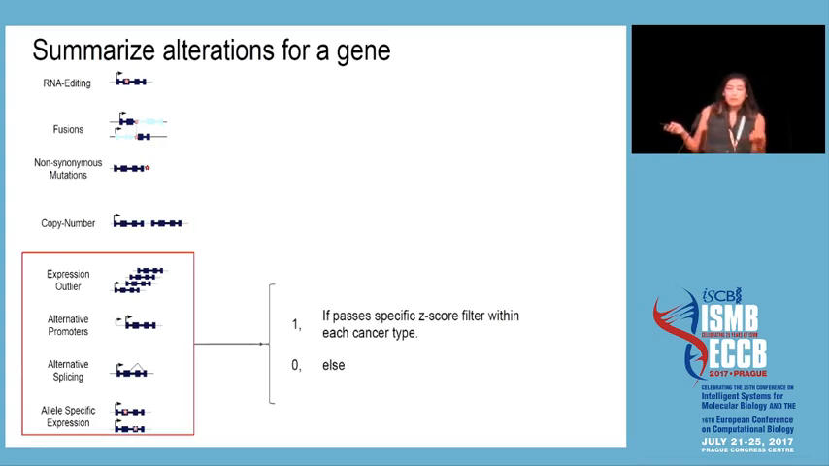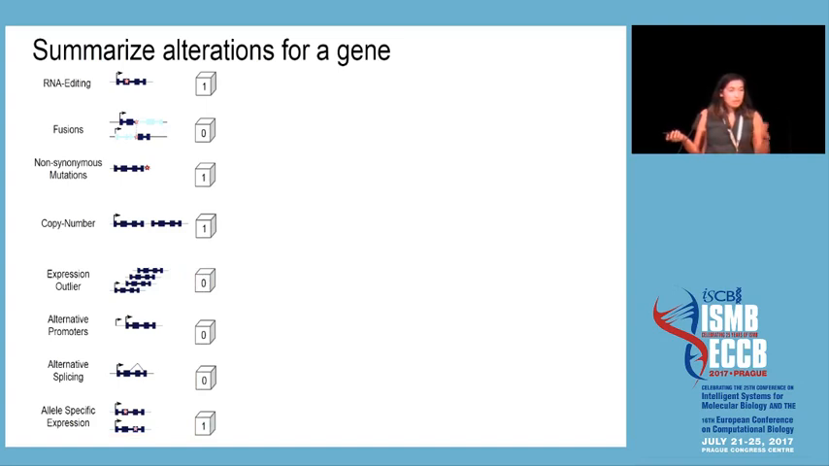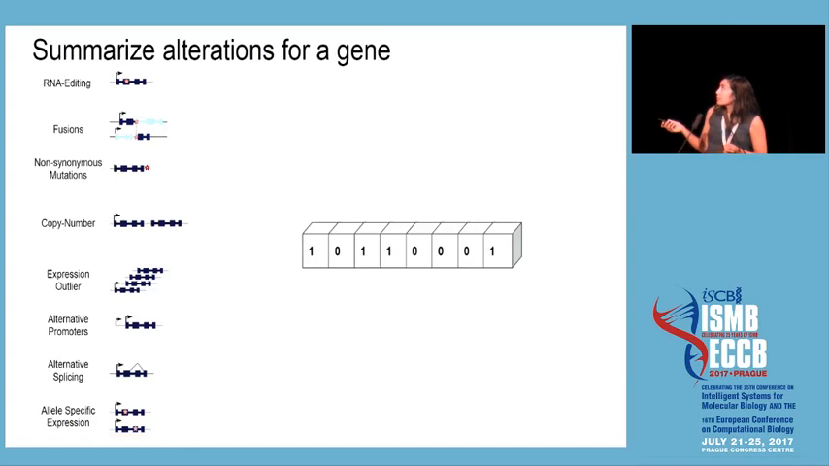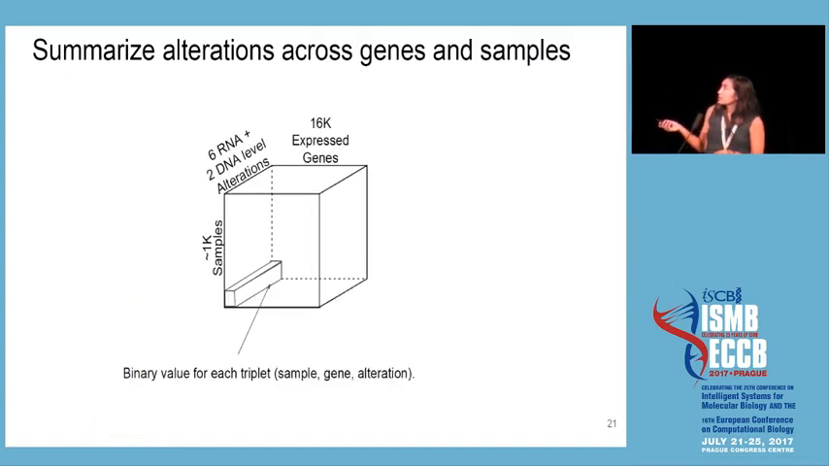And for these real valued gene level aberrations, within each histotype or cancer type, we z-score them and we take outlying events. Essentially what we have after all of these summarizations is a binary value for each one of these aberrations, which gives us a vector for each gene sample pair, which we then use to fill this 3-dimensional tensor, in which we have about 1,000 samples, 8 alterations, and about 16,000 expressed genes.